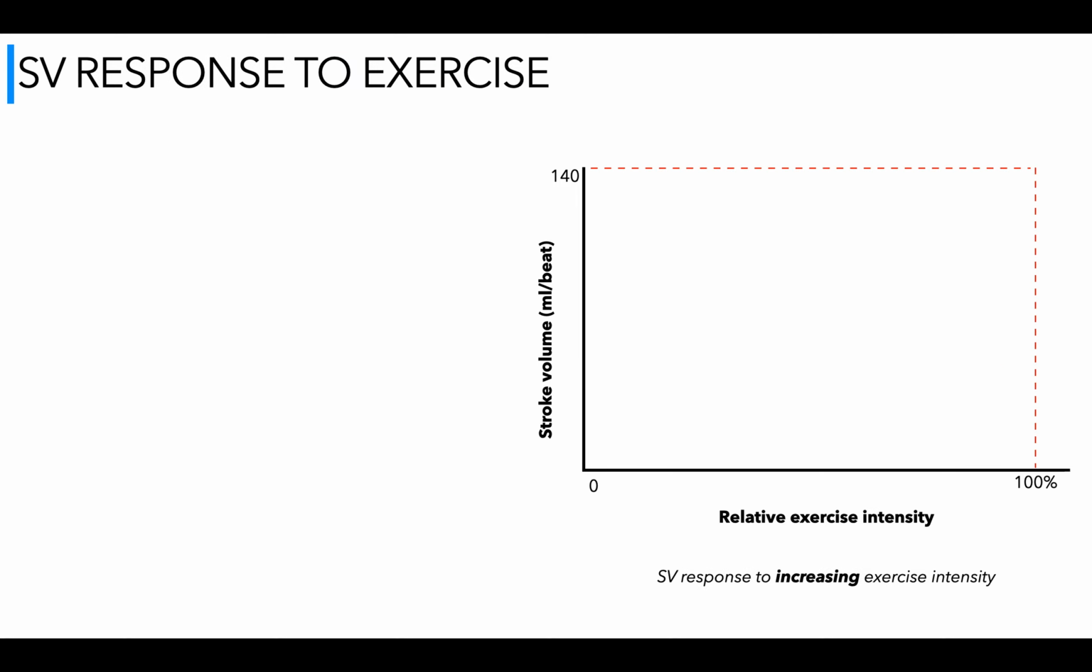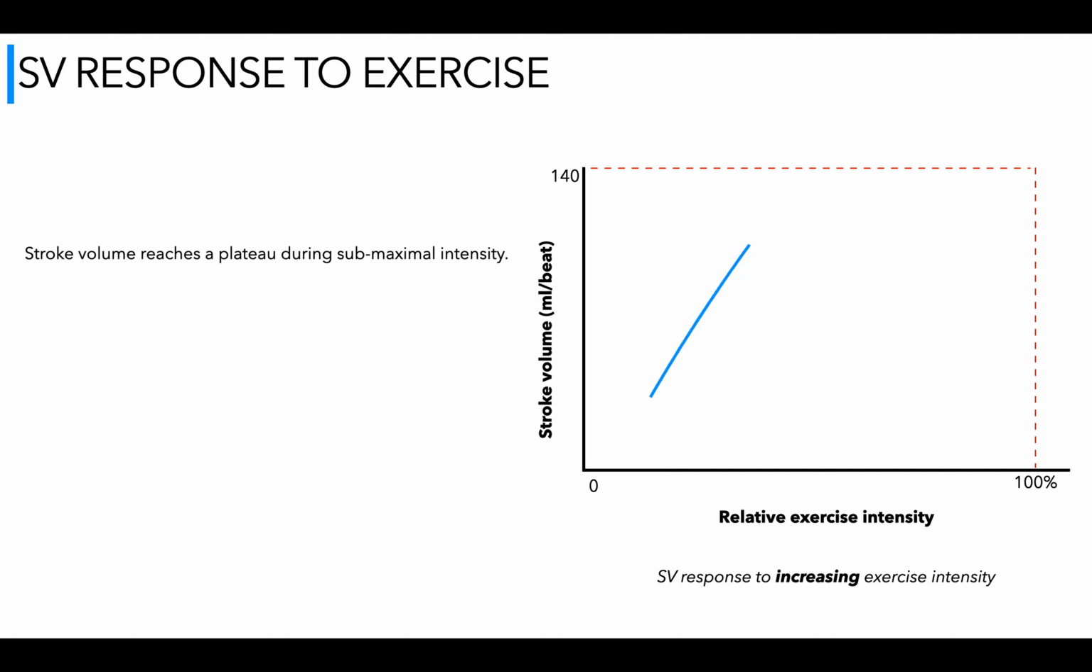Okay, right, moving on to stroke volume. Now, this first graph is stroke volume to increasing exercise intensity. But the reality of that is that stroke volume is going to plateau anyway. Stroke volume reaches a plateau during submaximal intensity. And I'll explain why as we go.